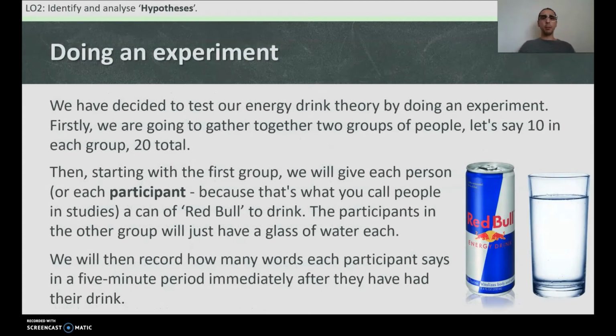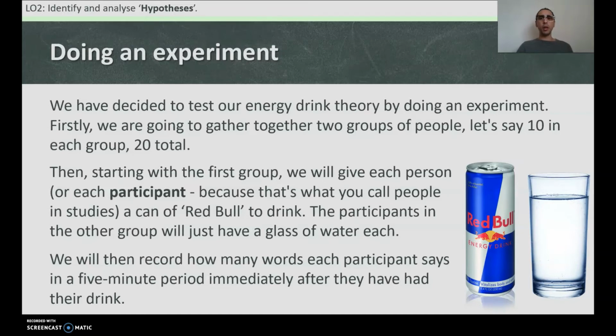Okay, doing an experiment. We have decided to test our energy drink theory by doing an experiment. Firstly, we are going to gather together 2 groups of people. Let's say 10 in each group, so 20 people total. Then, starting with the first group, we'll give each participant, because that's what you call people in studies, a can of Red Bull to drink, obviously. What else are you going to do with it? The participants in the other group will have just a glass of water.